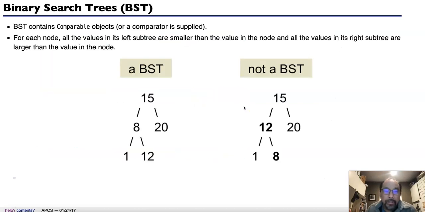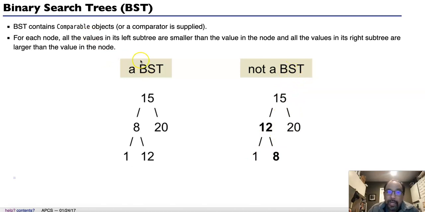Okay, let's now talk about binary search trees. Now the key word here is the word search. A binary search tree is a very special kind of binary tree. On the right side here, this is just a regular old tree. It's not a binary search tree. It's a binary tree, but not a binary search tree.